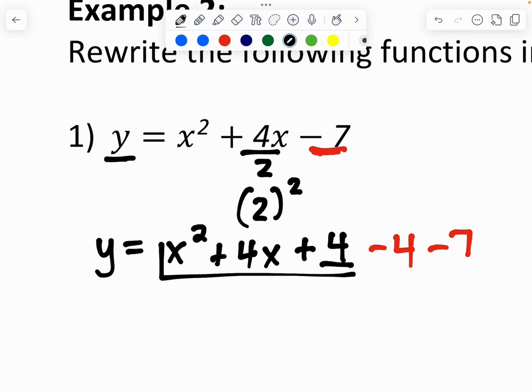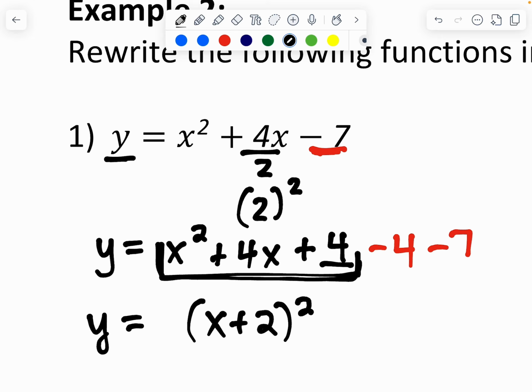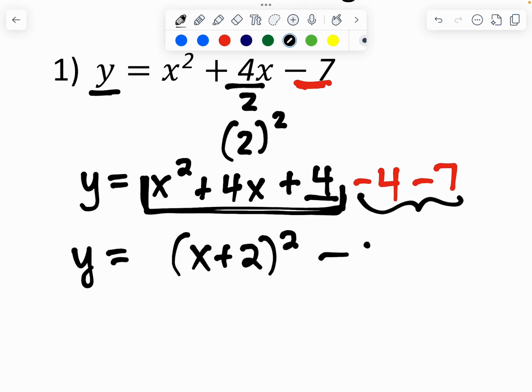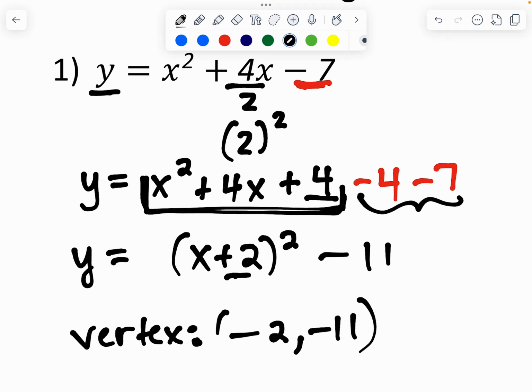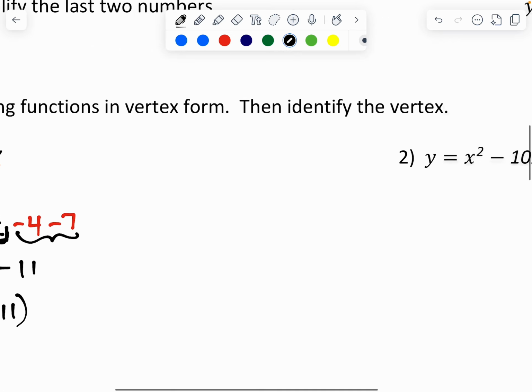Now I have this part right here. That's your perfect square trinomial. We're going to factor that, so y equals x plus 2 quantity squared, and then I'm going to add these two numbers together. I get -11. So now I have vertex form, and I can state the vertex. The vertex is opposite in the parentheses, so -2, -11. Okay? All right, we're going to try another one.